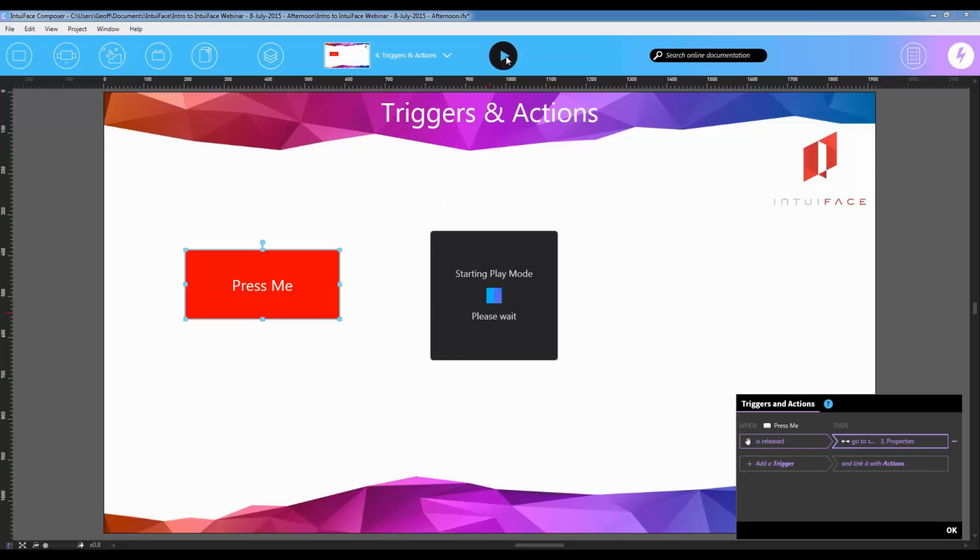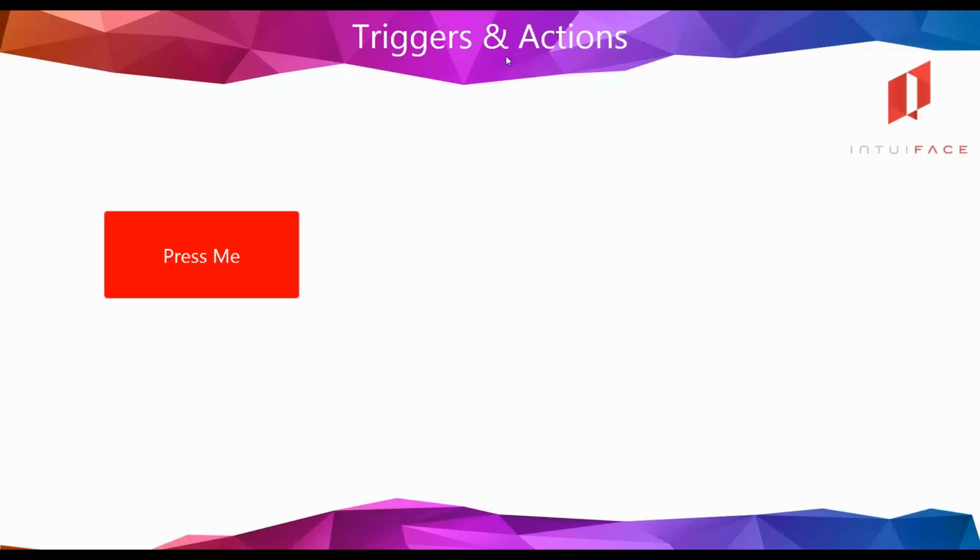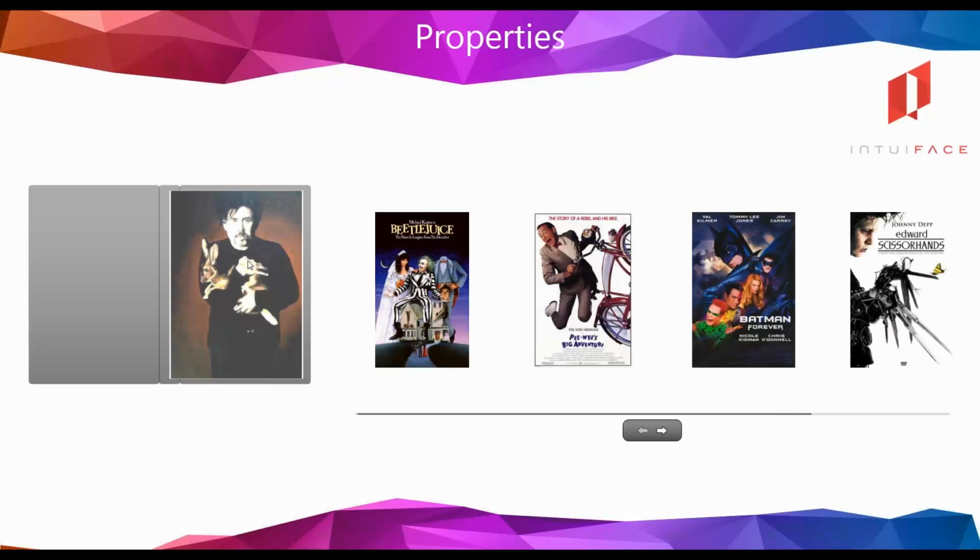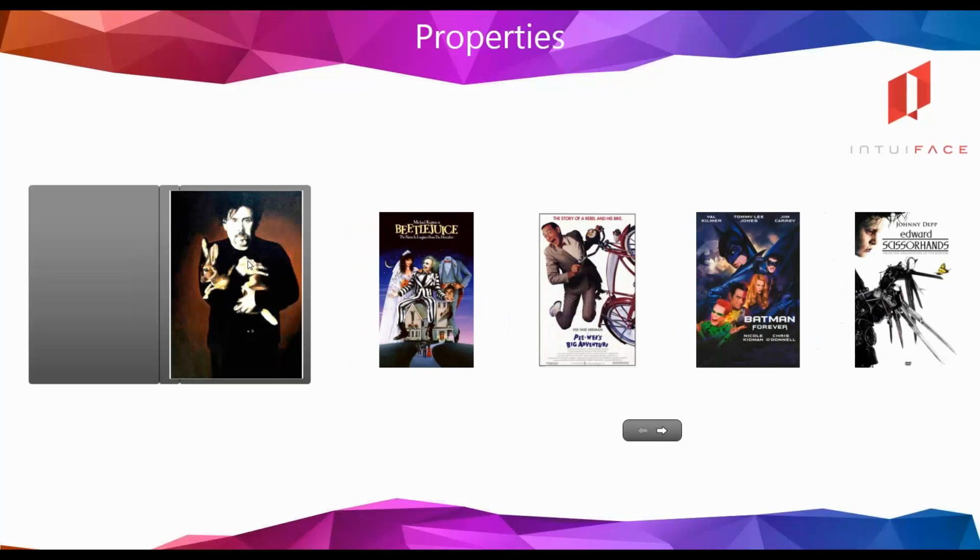Let's try it out. Okay, it says press me, 1, 2, 3, touch. And here we are in the properties space. I'm using the button to capture a trigger event. I'm using that trigger event to cause an action, which in this case is navigation.